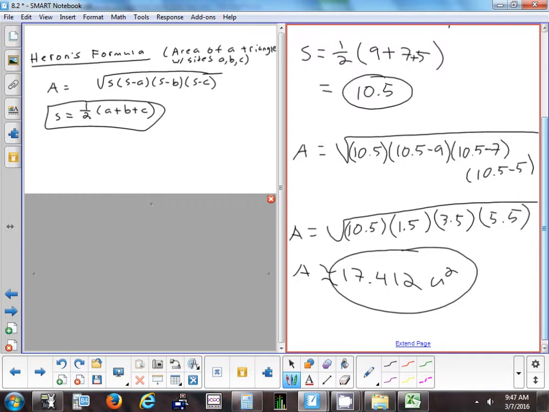Okay. Any other questions on Heron's formula?